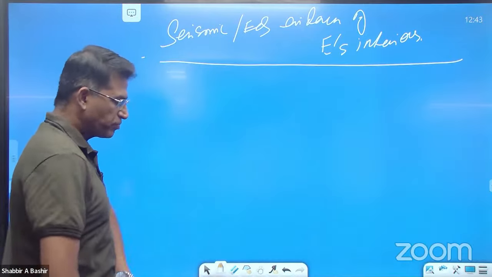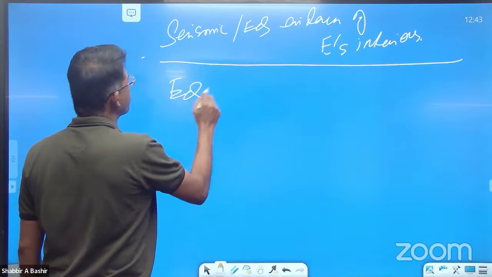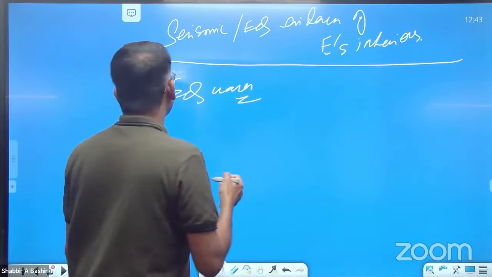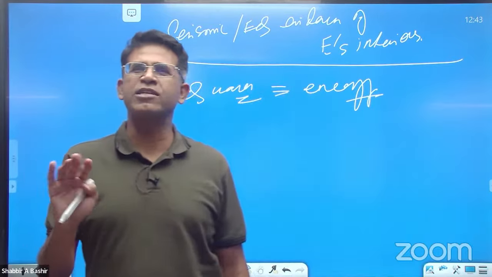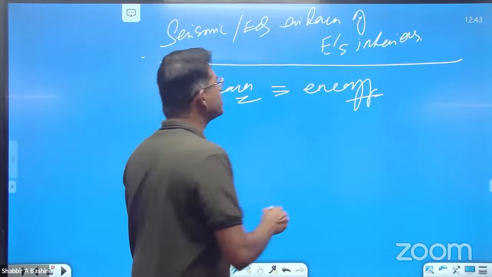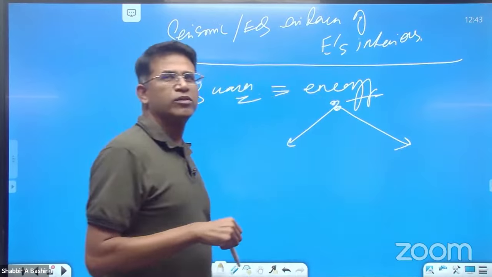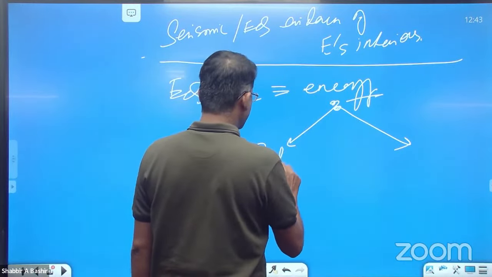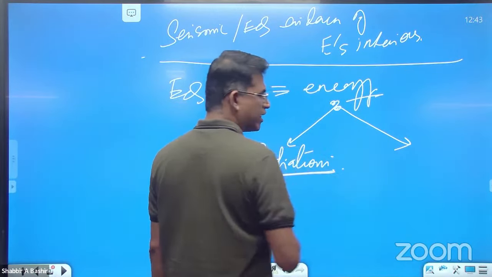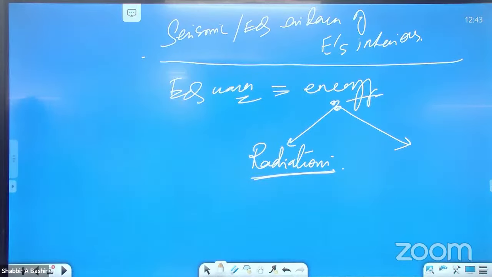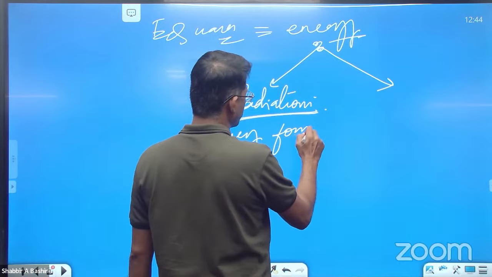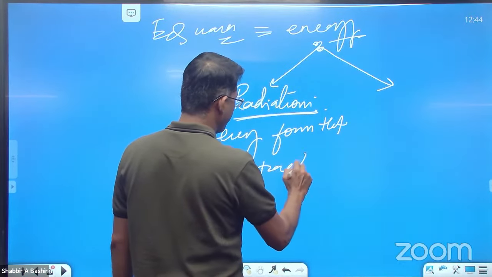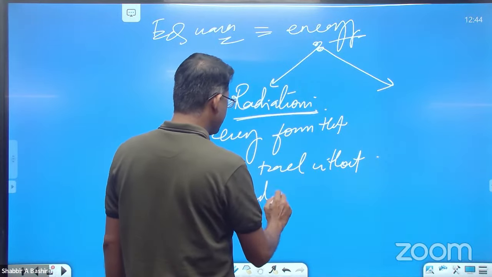Fine. Now, the earthquake waves, they essentially are energy. Whenever we have vibrations, vibrations are essentially energy systems. And these energy systems are of two types. One type of energy system is called radiations. Radiations are energy forms that travel without the need of a medium. They don't depend on a body or a medium. So what are radiations? Radiations are energy forms that can travel without the need of a medium.